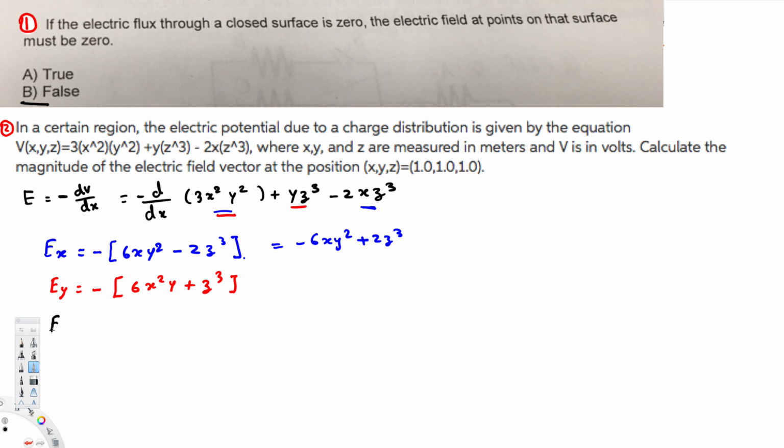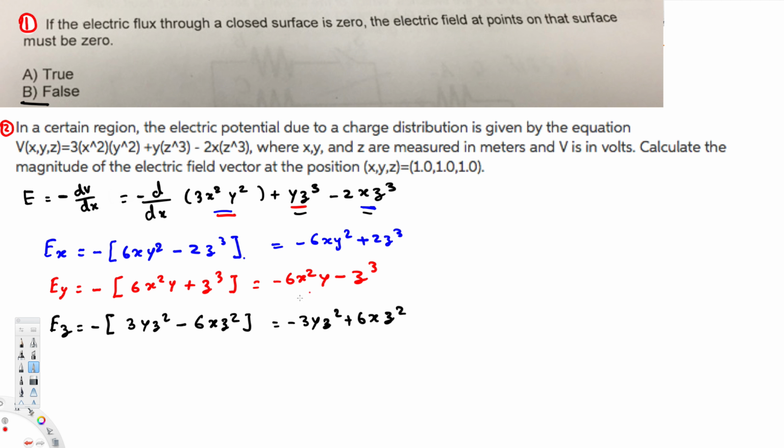That's going to be Ez equal to negative, and the z components are this one and this one, right? That's going to be 3yz² minus 6xz², right? So let's add the negative. So this is going to be minus 3yz² plus 6xz², right? And here also we can add the negative. This is going to be equal to minus 6x²y minus z³.